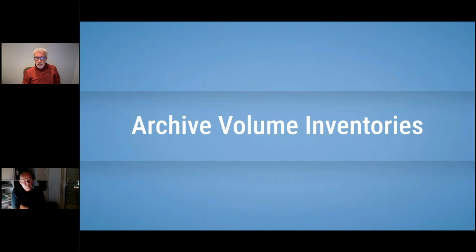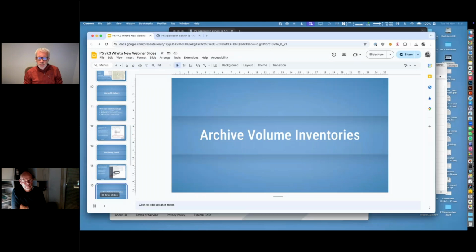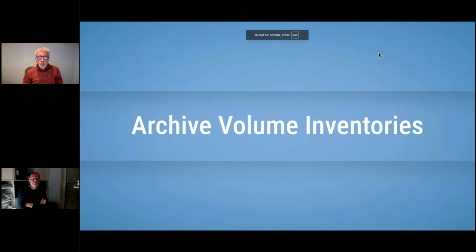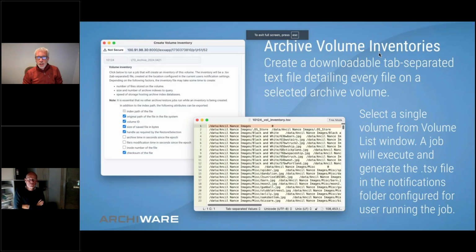Next thing we have is archive volume inventories. This is something that quite a few people have asked us to implement. I'll show you the next slide. So you now have a window that allows you to set up an inventory for a single volume, and then you can choose the fields that you want to go into the inventory file, and then we generate one of these tab separated files.